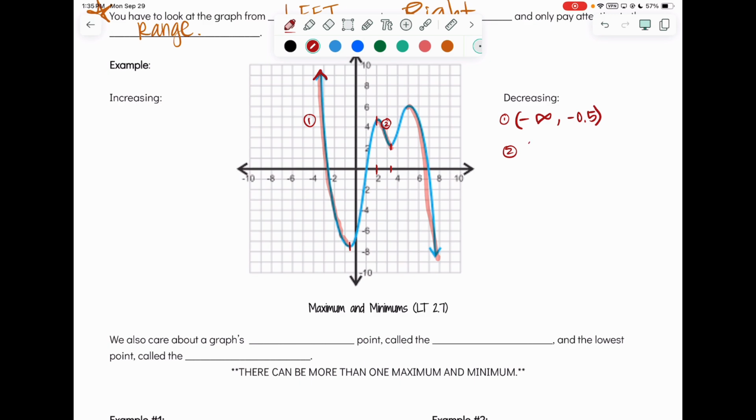Decreasing from 2, again, none of these are inclusive, 2 to 3.2. I made it up; 3.2 sounds great. Okay. Highest point to infinity to the right. So this is segment 3. I'm going to write it as, what's that? 5 to positive infinity. It's going to keep decreasing forever in that direction.